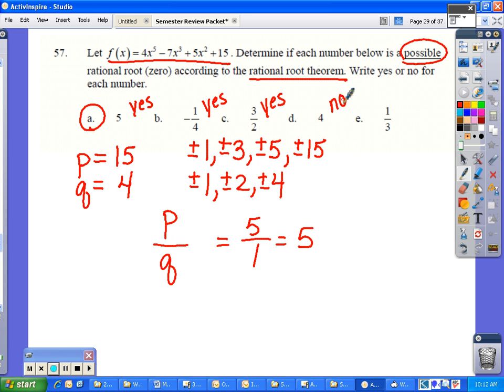And finally for E, we have 1/3. Is there any way of getting 1/3? And in this case, taking p and q to get 1/3, we have 1 over 1, 1 over 2, and 1 over 4. And we really don't have any other possibilities of being able to get 1/3 in this case. So again, the answer is no.